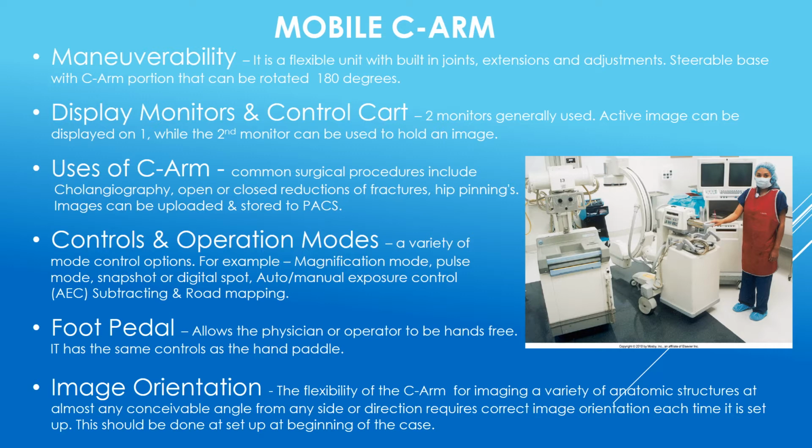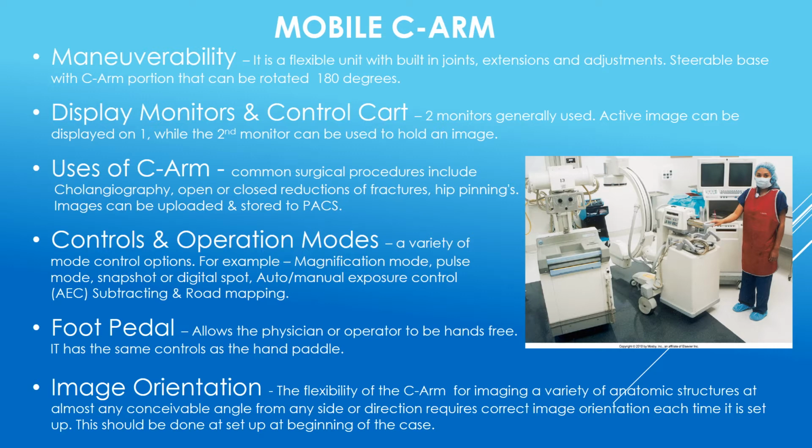Display monitors and control cart. Two monitors are generally used. An active image can be displayed on the first monitor, while the second may be used as an image hold. Uses of C-arms. Common surgical procedures include cholangiography, open and closed reductions of fractures, hip pinnings. Images can be uploaded and stored to PACS.